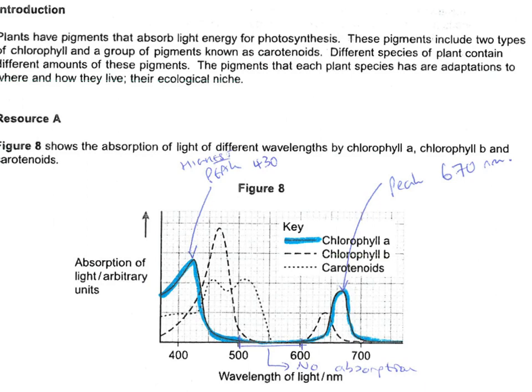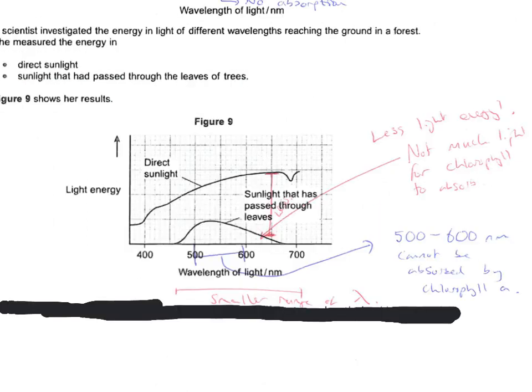So that would mean that if you shone light of these wavelengths at a plant or at chlorophyll A, it wouldn't be able to harness any of that light energy at all. And then you've got another peak, not as high as the peak over here, corresponding to 670 nanometers, which corresponds with red. So a plant can absorb blue and red light, which can then be used to excite a pair of electrons.